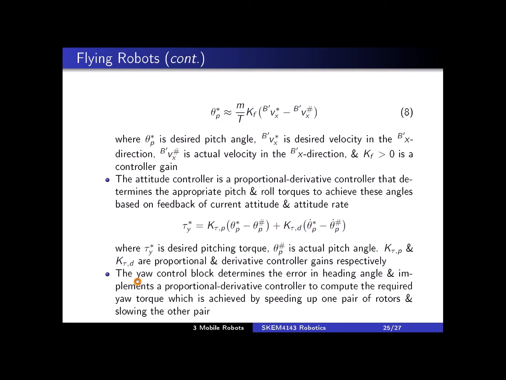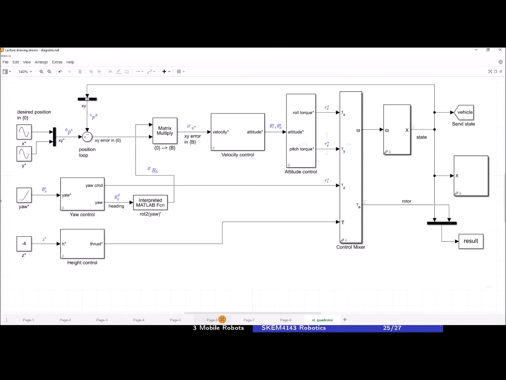So we have a control block called the Yaw Controller. This will determine error in heading angle and implements a proportional derivative controller to compute the required yaw torque, which is achieved by speeding up one pair of rotors and slowing the other pair. So let's look at yaw control. In our Simulink block, this is where the yaw controller is, and the input here is the desired yaw angle, and the output is the desired tau z.